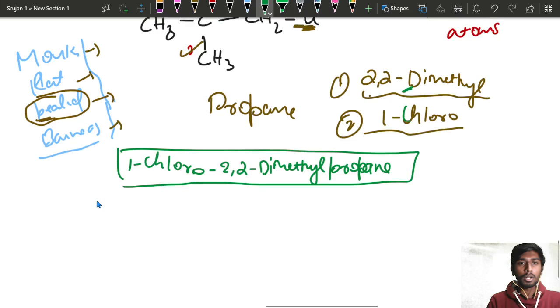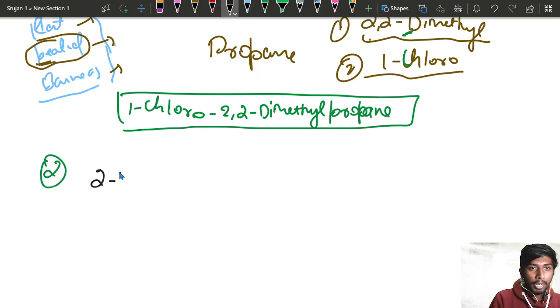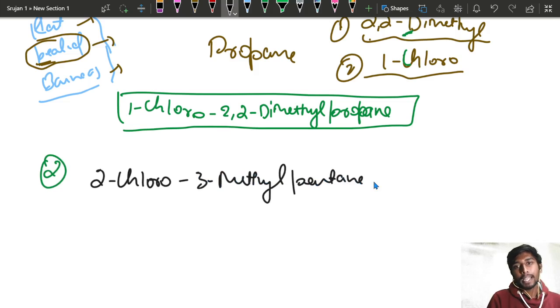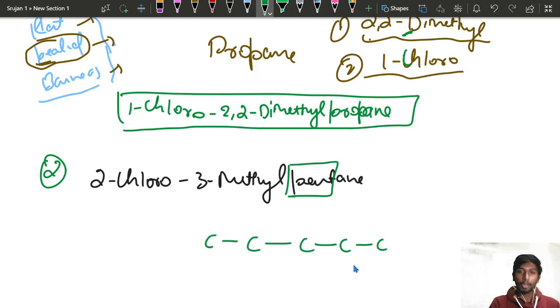Fine. Now, I'm giving one more thing. I just give you the IUPAC name that should be converted into a structure. It will be like 2 chloro, 3 methyl pentane. So pentane is the word root, which means it is the longest chain. So write the pentane first: carbon, carbon, carbon, carbon, carbon. Okay, pentane is done.